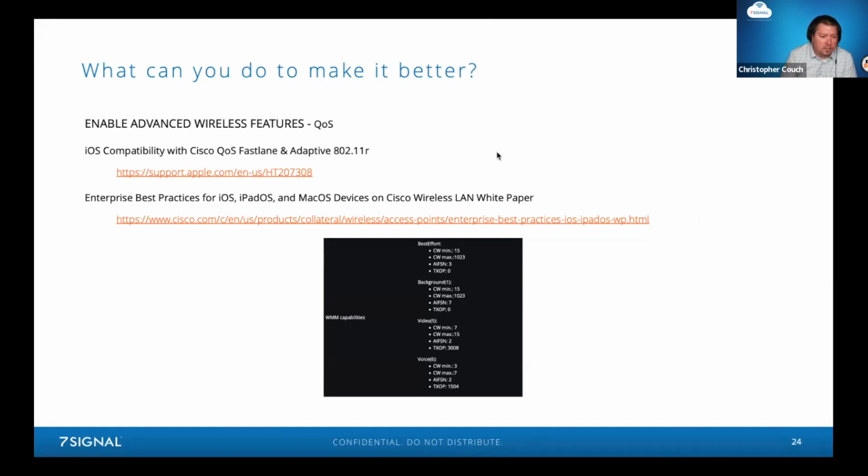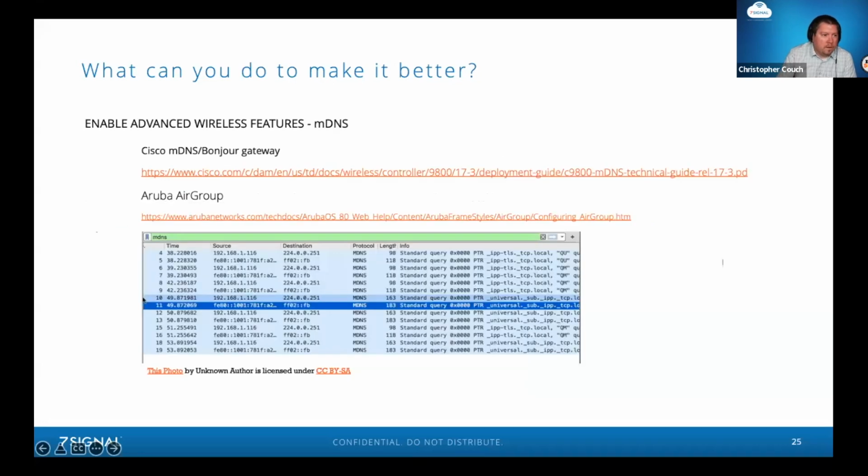But you want to validate that this is configured, and not only on your wireless network, but on your actual infrastructure, your networking itself. It has to be end to end to make sure this stuff works. So it doesn't end at wireless. It continues on throughout the network.